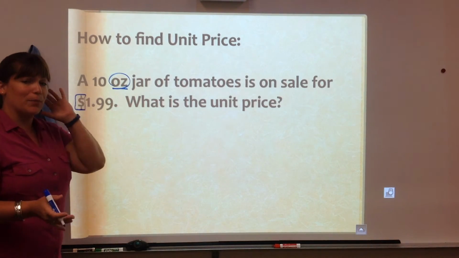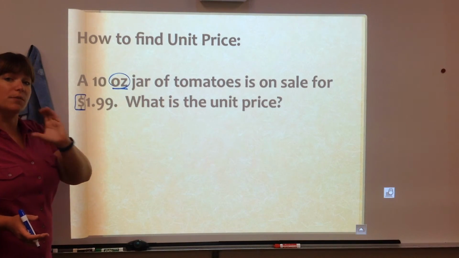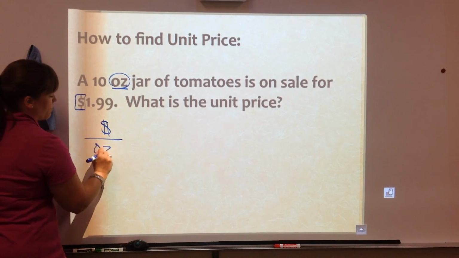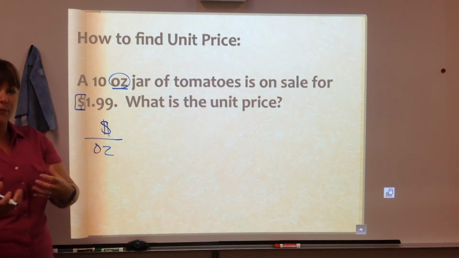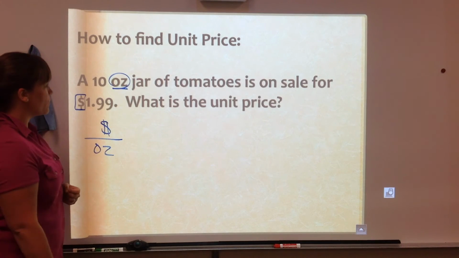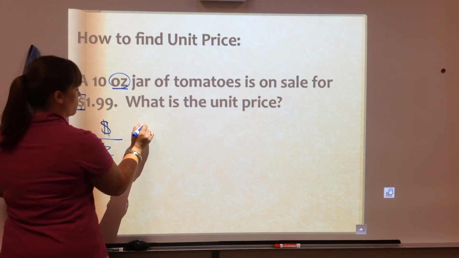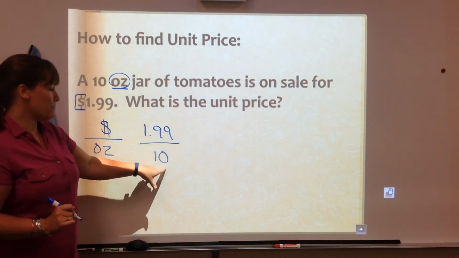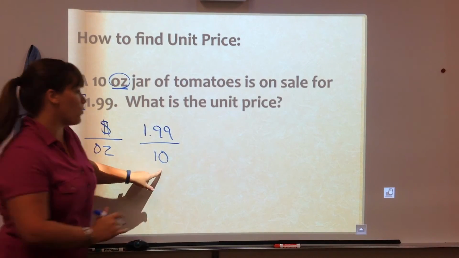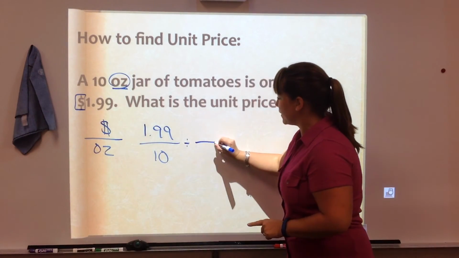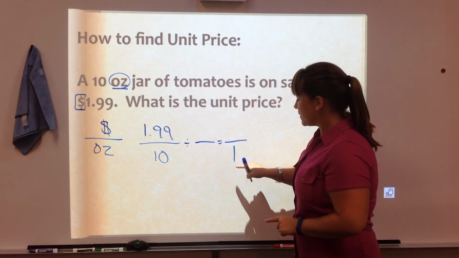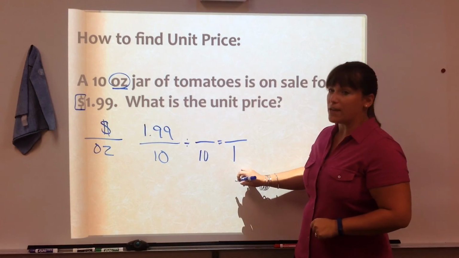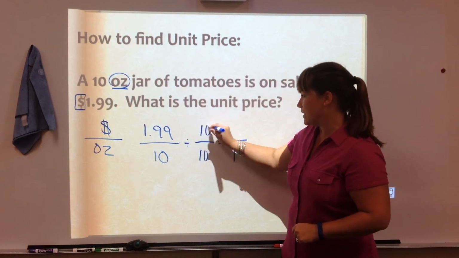For unit price, the money is always going to be in the numerator. So I'm going to do the $, and then I'm going to put my ounces because I want to know the cost per ounce. That will be my unit price. Now I'm going to fill in my numbers, 199 and 10. And now I need that denominator to not be a 10. I need it to be a 1. So this is why I set up my division so that I can fill in this 1 and I can know that 10 divided by 10 is going to be that 1. What I do to the bottom, I do to the top.